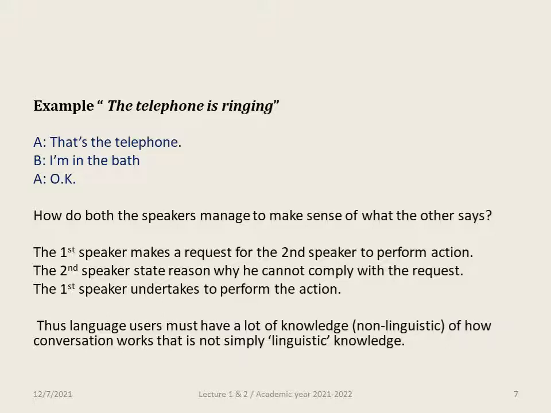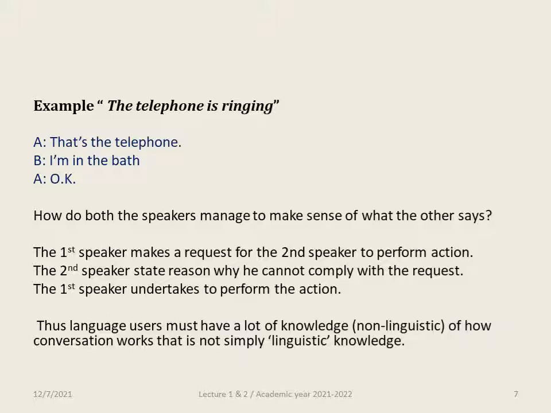So if we are to conduct a discourse analysis here, remember, we are not doing just a simple sentence like "that's the telephone." We have here a chunk, a segment of conversation that we can talk about a lot. These are just three simple sentences, but they say a lot about how these people interact and understand each other. So, how do both speakers manage to make sense of what the other says?